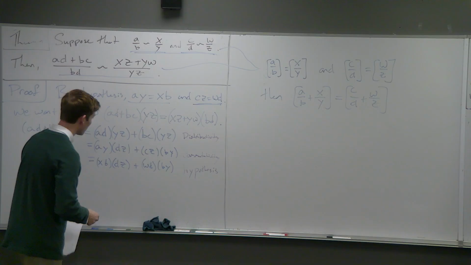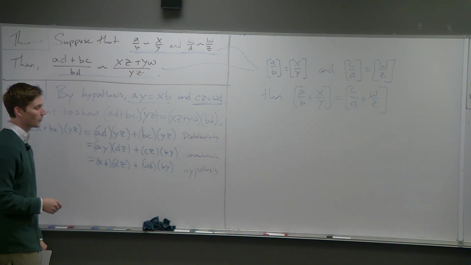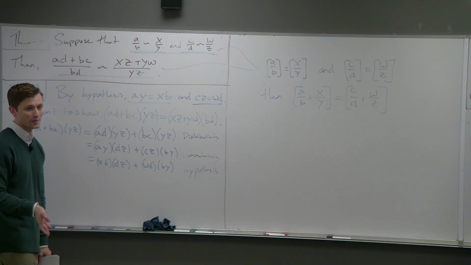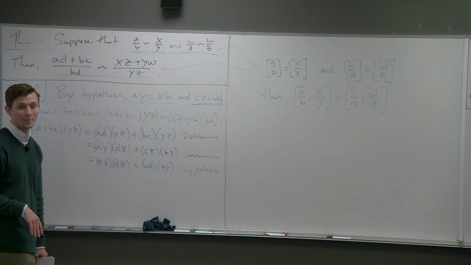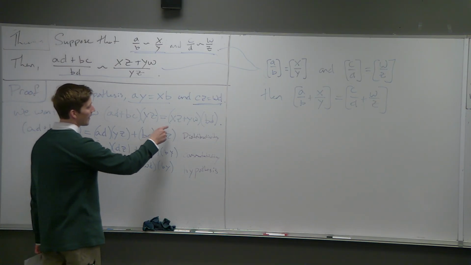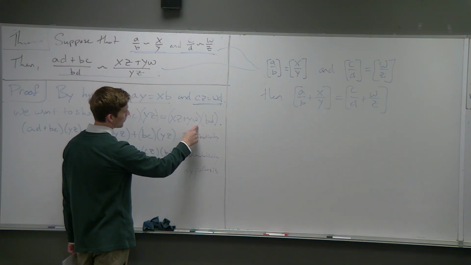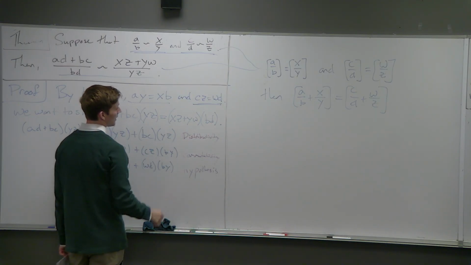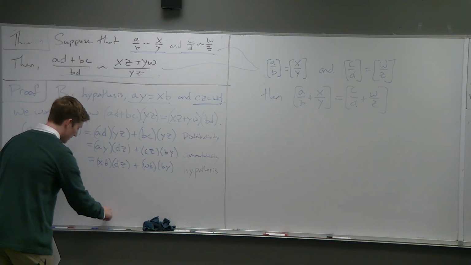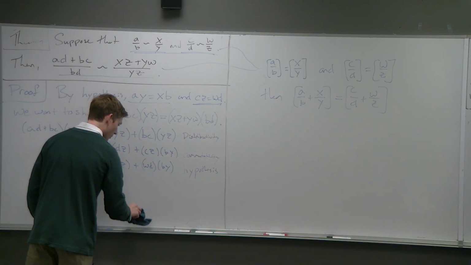Now, in our next steps, we're basically going to go backwards. We're going to do some more commutativity. We'll do an undistributing step, and we'll produce the thing we want. So we want to get (XZ plus YW) times BD.